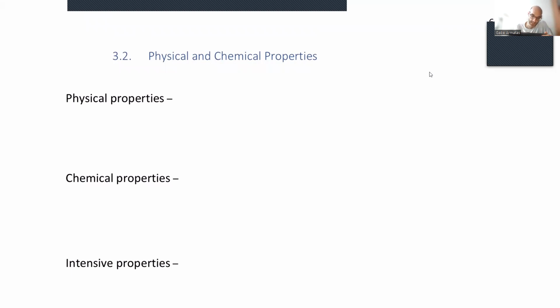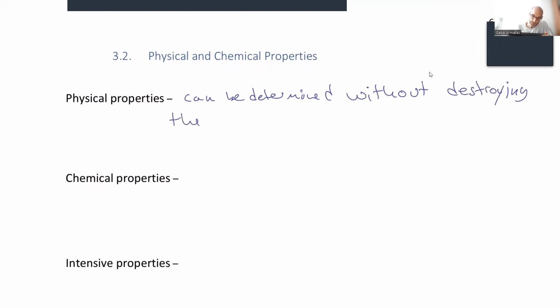A physical property is something that can be determined without destroying the substance. And I really should say pure substance, right? The pure substance. Okay, so the best example that I can give of this is a physical property is something that is innate to that chemical or to that compound.